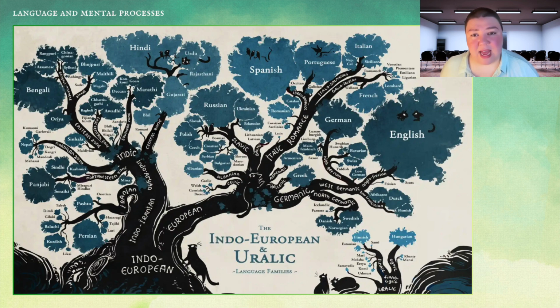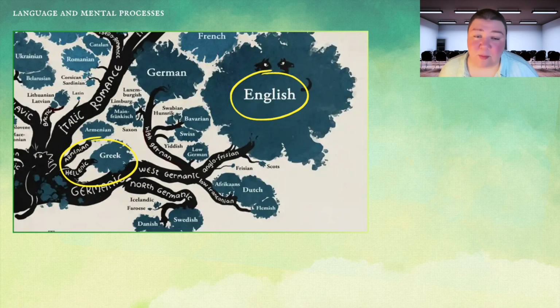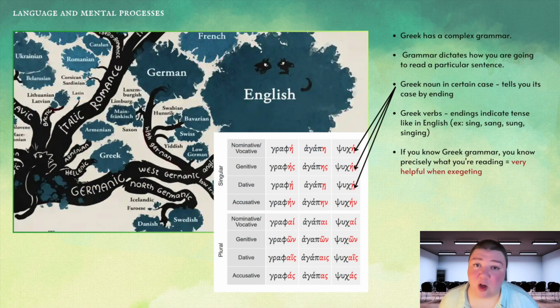So if we look at the language tree of the West, we see the origin languages and how they spread out and develop into others. Greek is obviously not in the Germanic branch of languages, and so will have a different grammar system. Now, Greek has a complex grammar, and that grammar dictates how you're going to read a particular sentence.